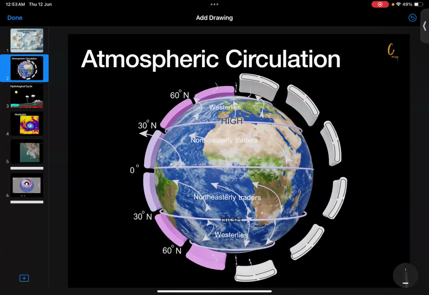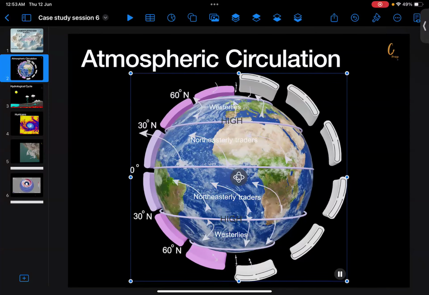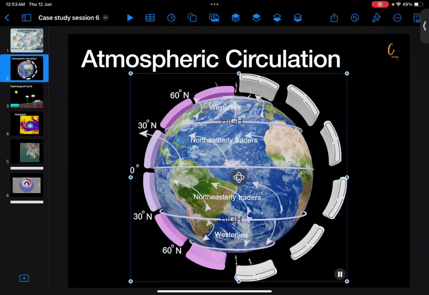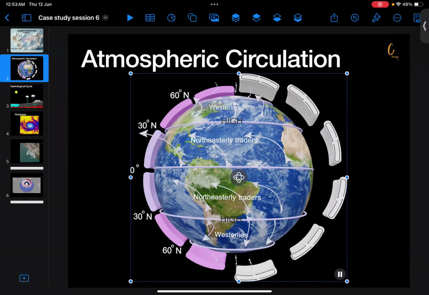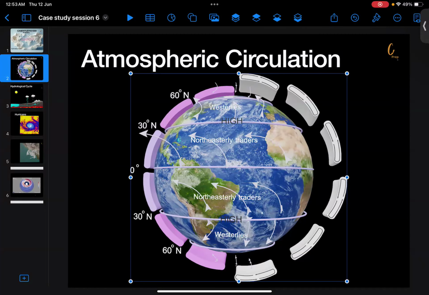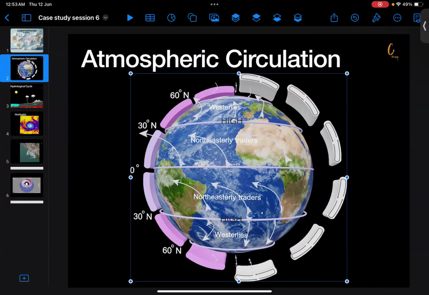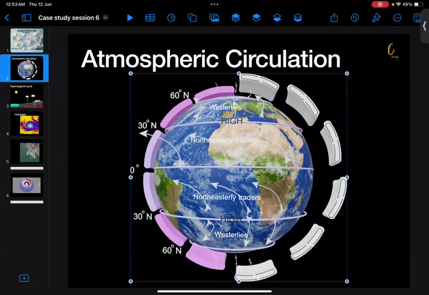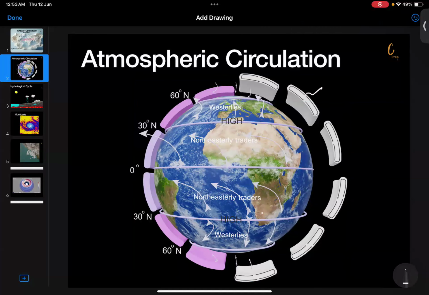Looking at this part here, we can see this is one of the important parts, the rotation of the earth, which is from west to east. Now here we can see the presence of westerlies, the presence of north easterly trades, then we have easterly winds, then here we have westerlies.